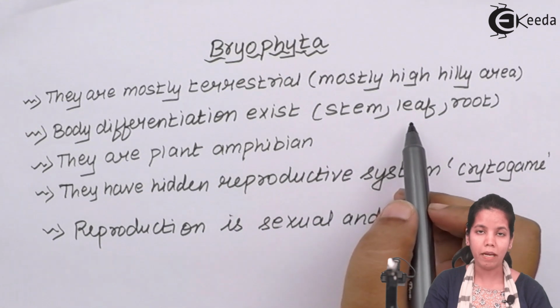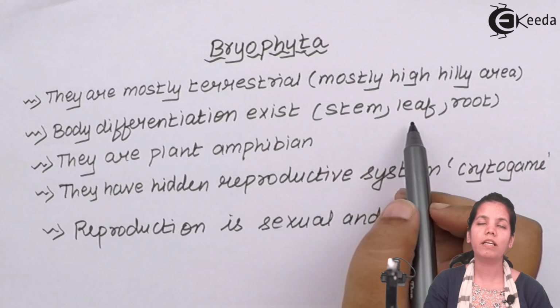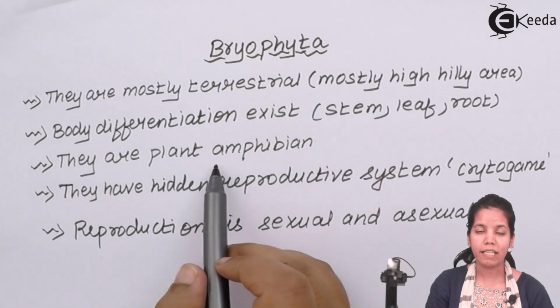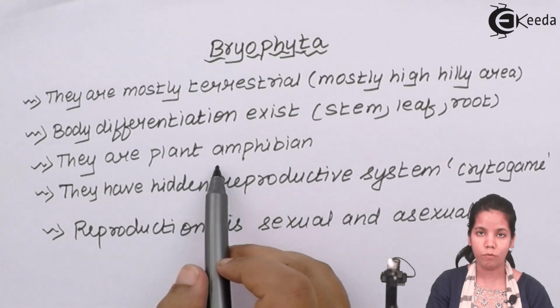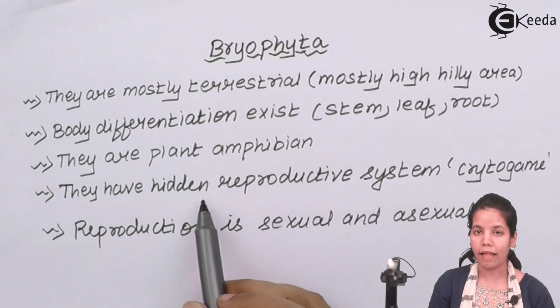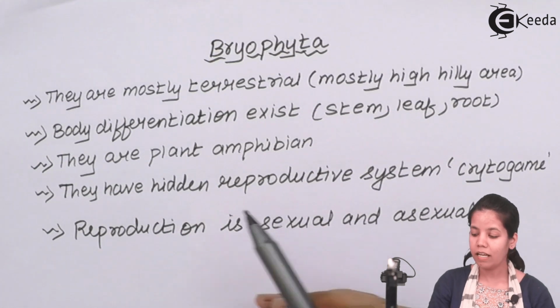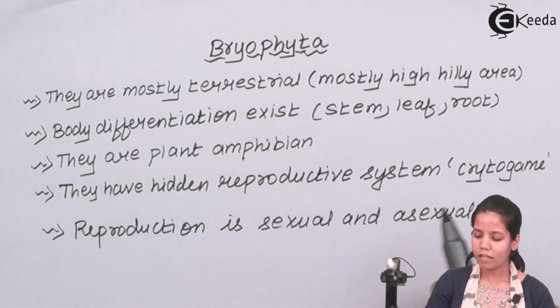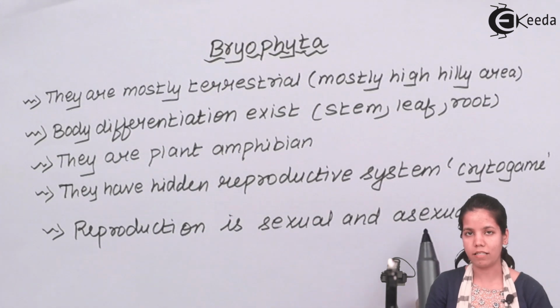They do have xylem and phloem. They are vascular parts, but their xylem and phloem is very primitive or old. This plant are amphibians, that is, they require water for their survival compulsorily. They have a hidden reproductive system, and this hidden reproductive system is nothing but cryptogamy, which is present inside their root. Reproduction is both sexual and asexual in them.